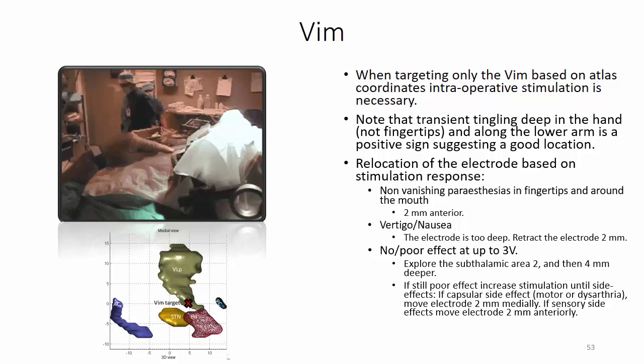If still poor effect, then we increase the stimulation until side effects. If capsular side effects, that is motor or dysarthria, then move the electrode 2 mm more medially. If sensory side effects, move the electrode 2 mm more anterior.